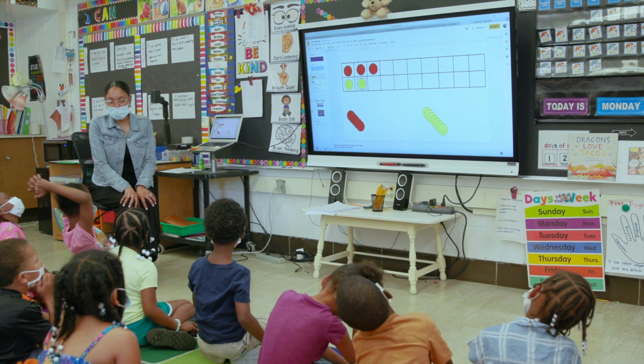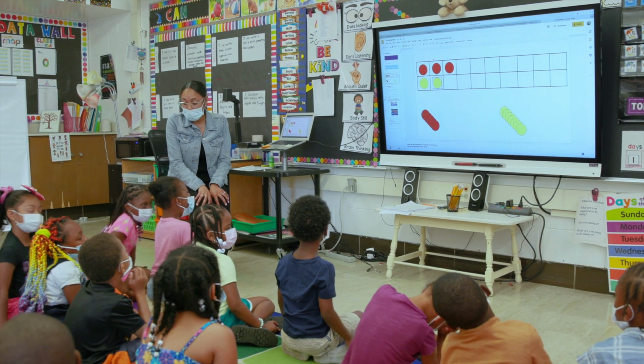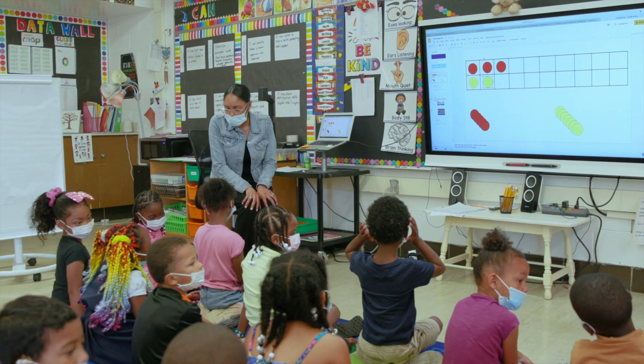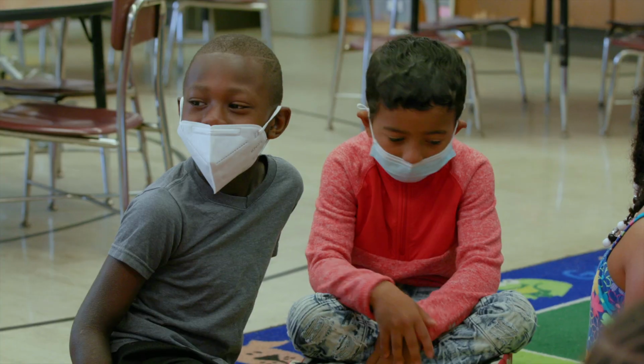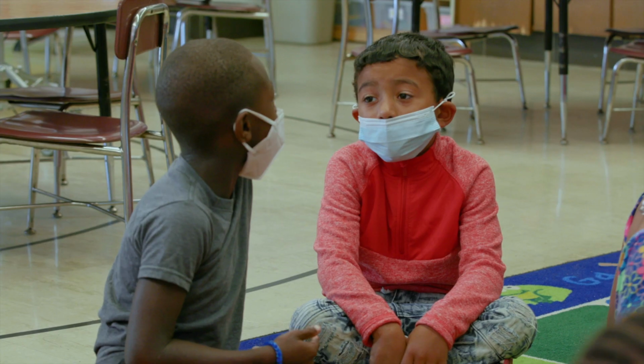Now, with those 5 birds, what I want you to do is turn and talk with somebody next to you. How else can we place these birds on the wire? How else can we place these 5 birds on the wire? Turn and talk with someone.